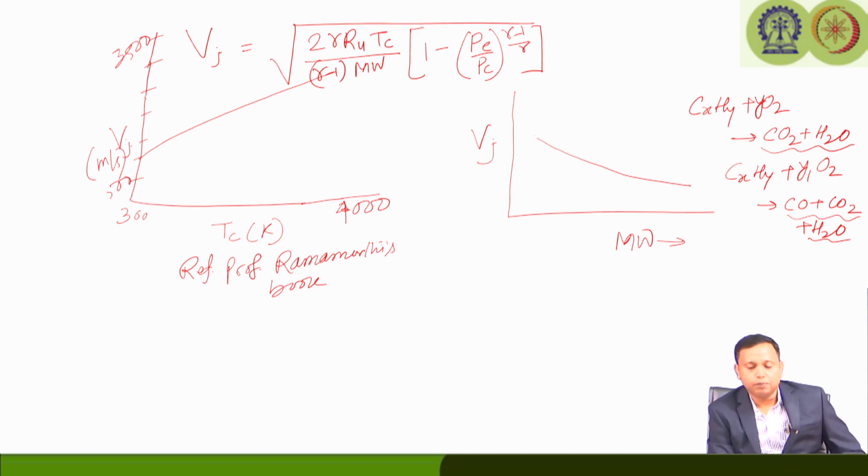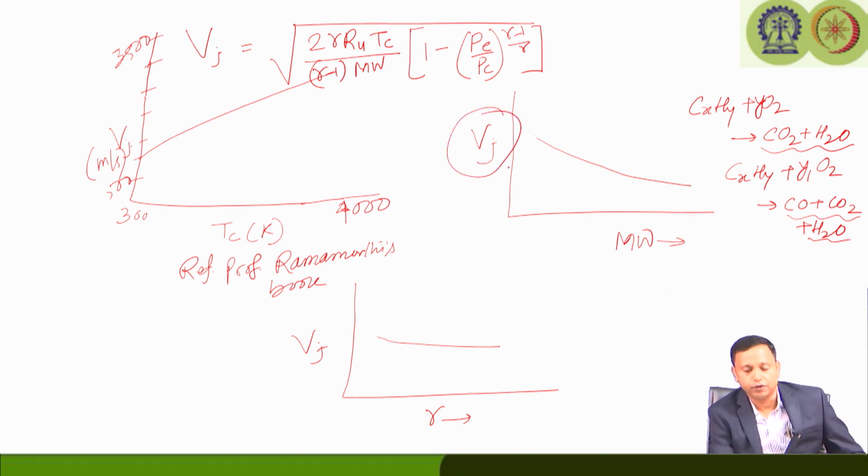Now, if you look at the influence of gamma, because this is another influencing factor, gamma has a weak influence on the efflux velocity or the jet velocity. So, a higher value of gamma can give a slightly lower value of Vj, but overall it has a negligible effect. The major effect is played by the chamber temperature and the molecular weight. So, with that we can understand the influencing parameters which are important for Vj.